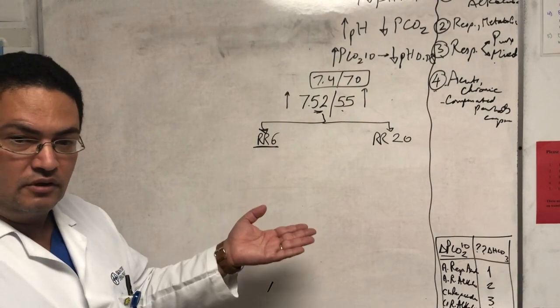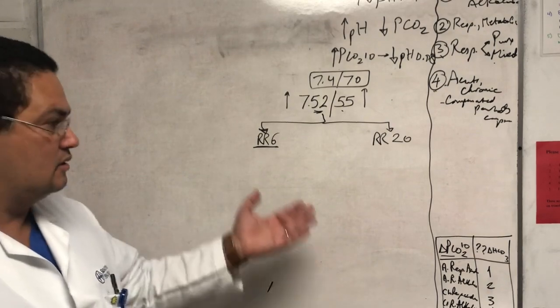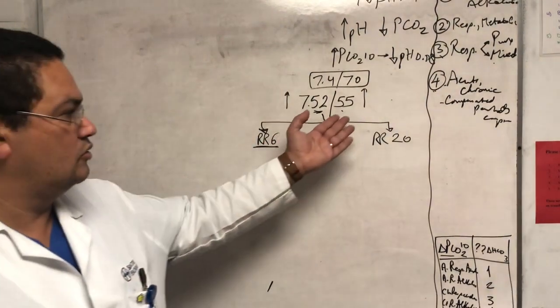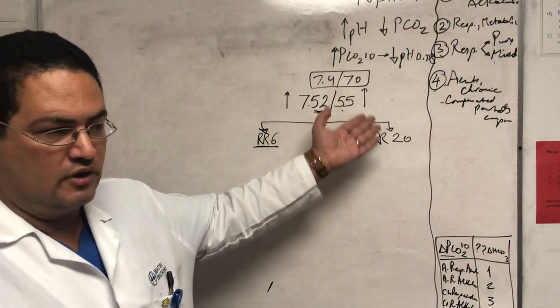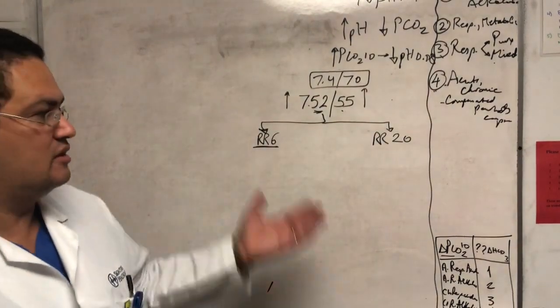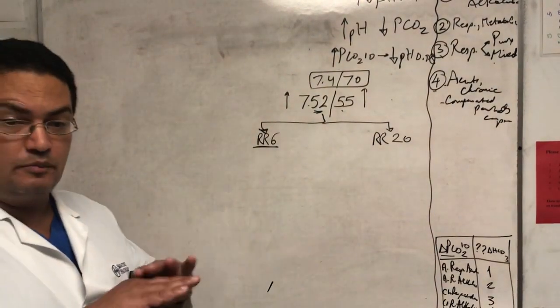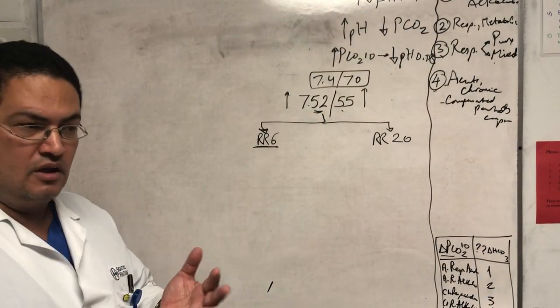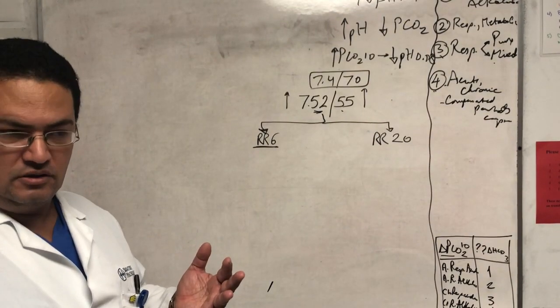So respiratory rate of 6, he did what he can. He dropped his respiratory rate to 6, but his lungs are so healthy that even with respiratory rate of 6, he could only accumulate from 40 to 55 PCO2. So that's the maximum compensation. This is a pure acute metabolic alkalosis, partially compensated by respiratory acidosis.